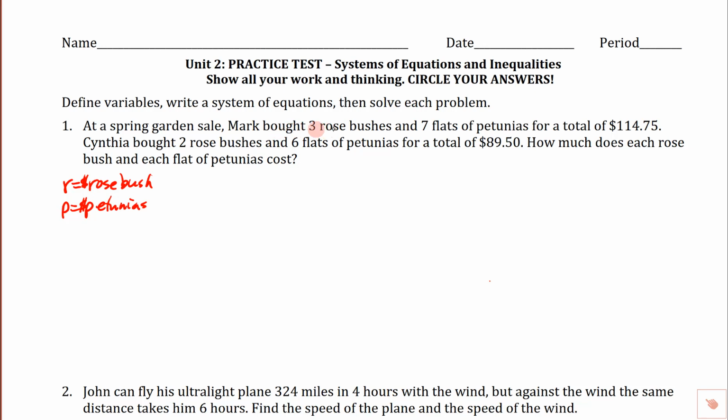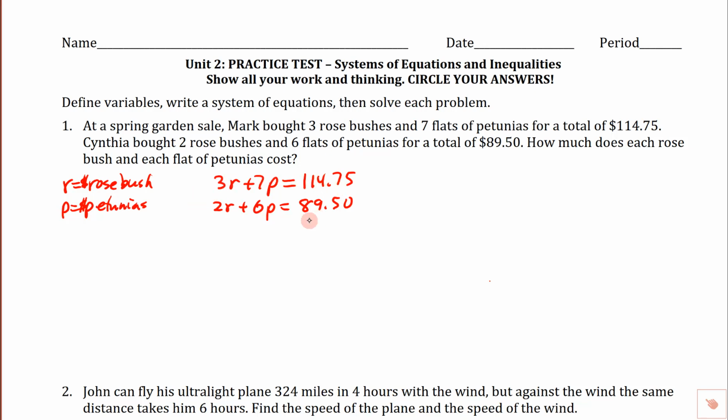So let's see, Mark bought 3 rose bushes and 7 flats of petunias for this total right here. So this is going to be the equation that represents what Mark bought: 3 roses and 7 petunias, and he paid a total of $114.75. And then we're going to write an equation that represents Cynthia. Cynthia bought 2 rose bushes and 6 flats of petunias, and she paid $89.50.